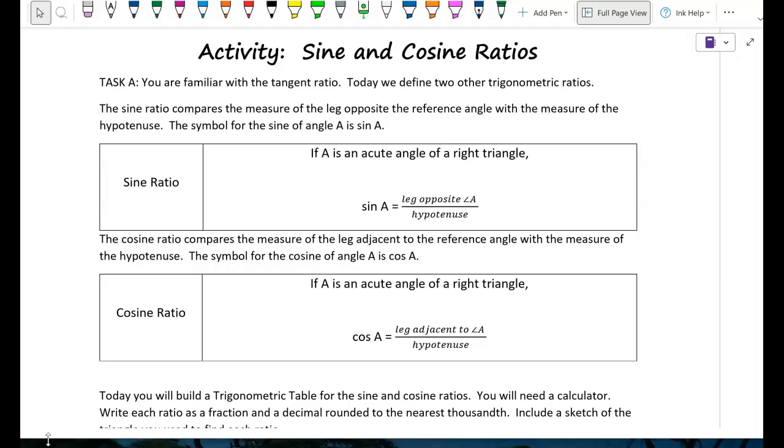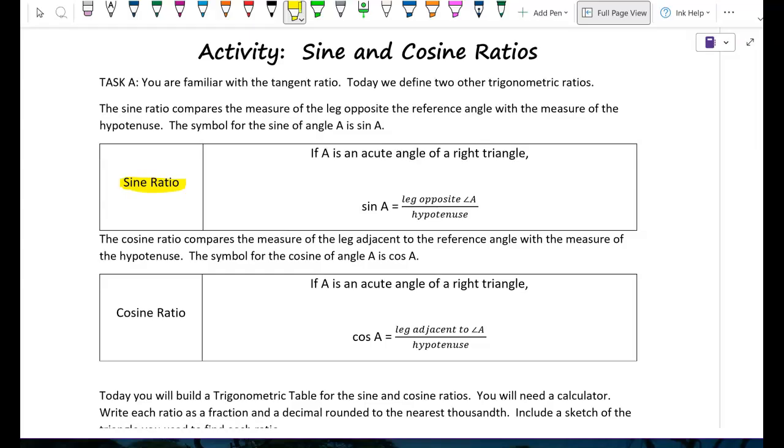Now we are looking at them together because they both involve the hypotenuse. One involves the hypotenuse and the leg opposite, and one involves the hypotenuse and the leg adjacent. So that's why we're going to be looking at these two today. So the sine ratio, S-I-N-E, is abbreviated S-I-N, but I don't want to hear anyone saying the sin of angle A. Even though the E's not there when we abbreviate it, we still pronounce it sine.